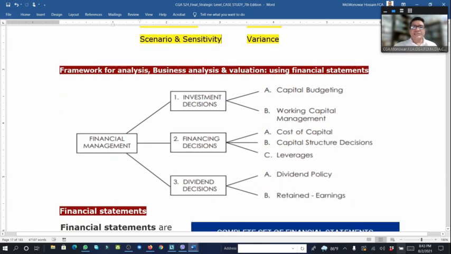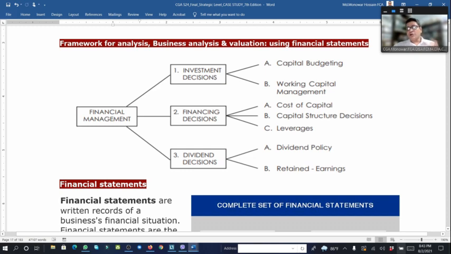And if we see here, one item, framework of analysis, business analysis, valuation using financial statements. So it is our common thing. Also, the corporate financial management item is that. So financial management has 3 decisions. If you see the picture here: investment decision, financing decision, and dividend decision.